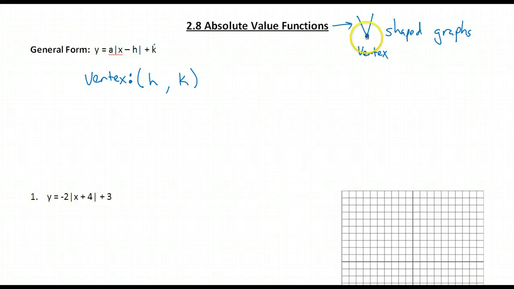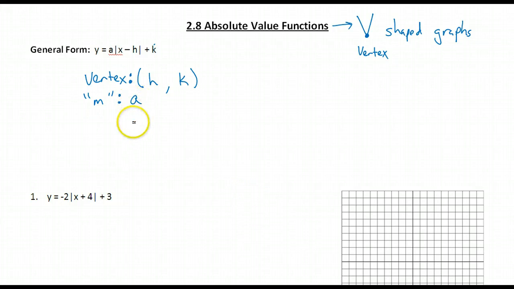So once we know where our vertex is, the next thing we need to do is identify how this V is shaped. To figure out how the V is shaped, we need to look at the slope of the V. Now I'm going to put slope in quotations because this isn't a true line. It's actually two pieces of a line. It's actually a piecewise function. So the slope of the line is this value right here that's in front of the absolute value, our A value.